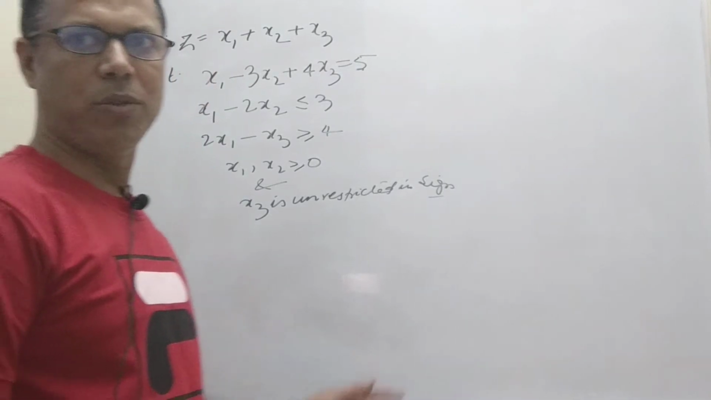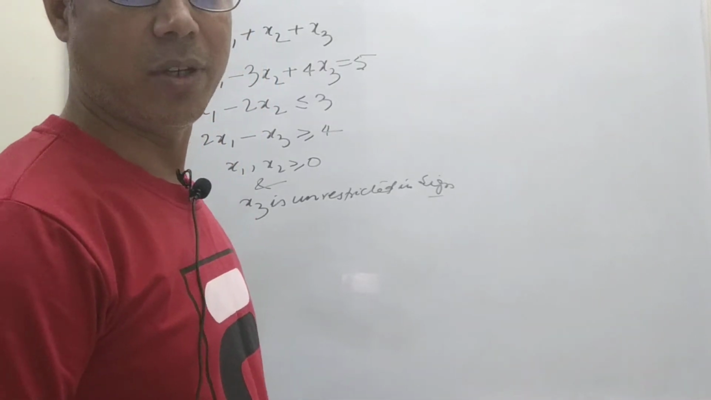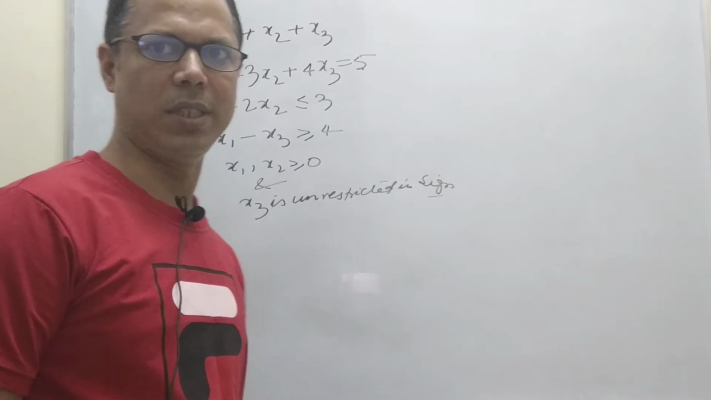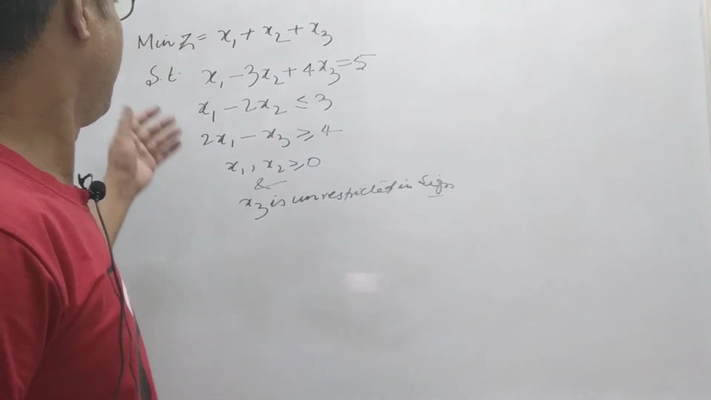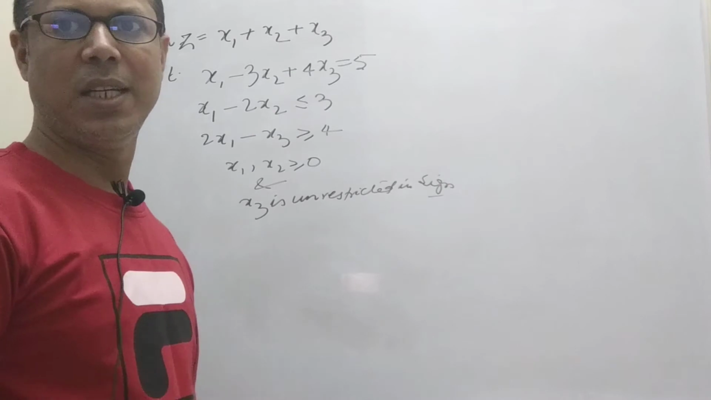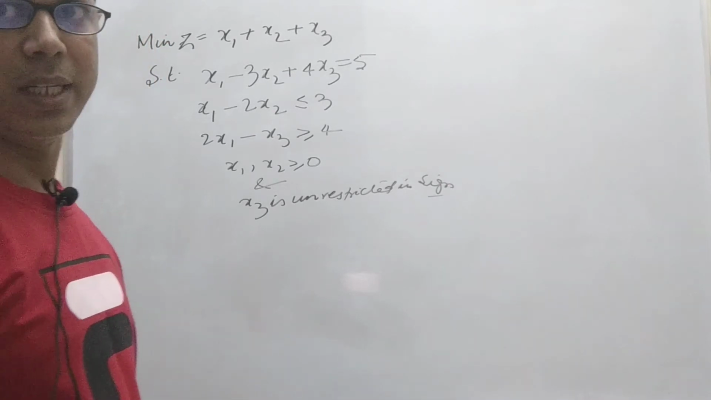Okay, so in this video I am going to continue the primal dual relationship. I have already discussed it in part 1 and part 2. This is part 3, and here I have taken an example that is somewhat different from the previous questions.